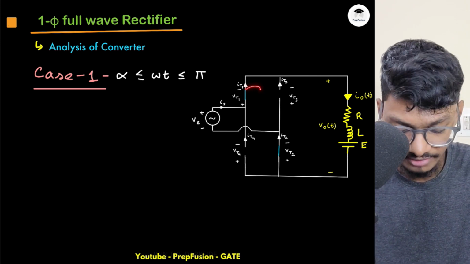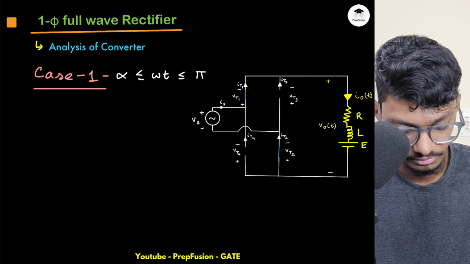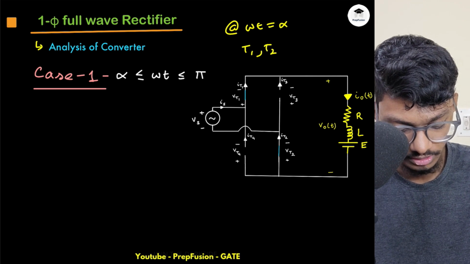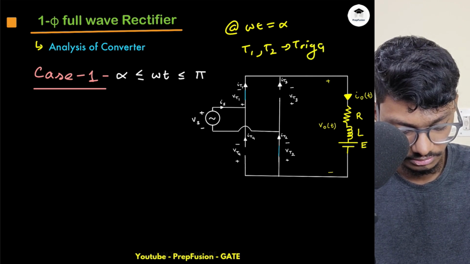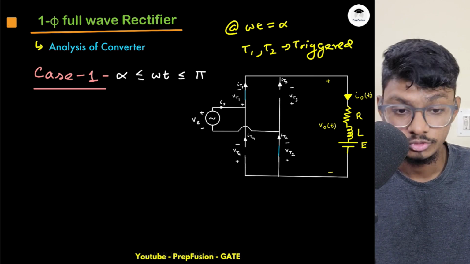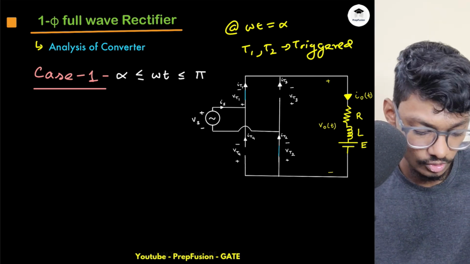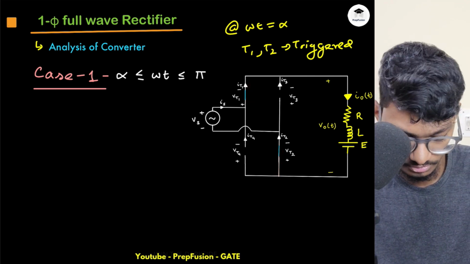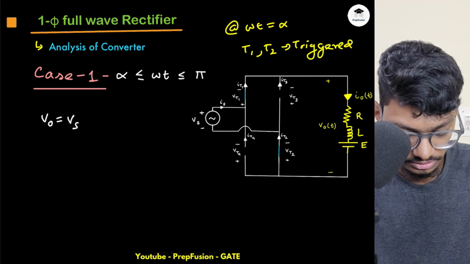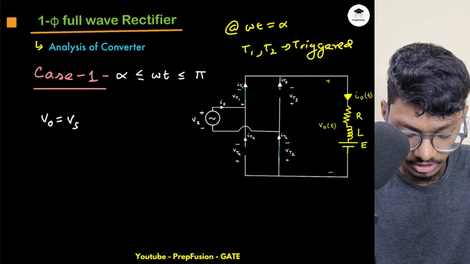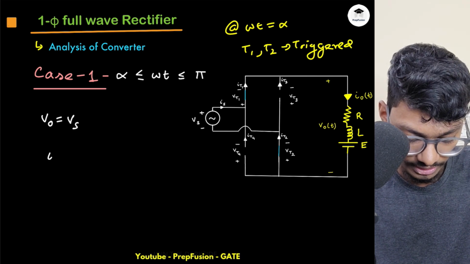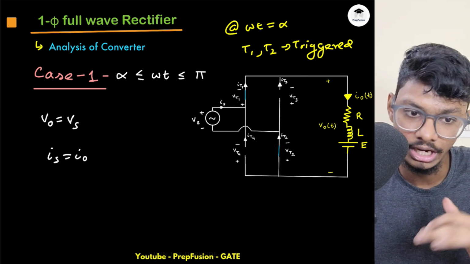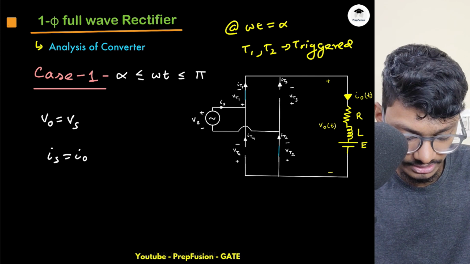So at omega t equals alpha, my T1 and T2 are triggered. So what is happening now? This is on. So what is my VO? VO is equal to plus VS, and I will assume IS is simply equal to IO, and I will assume that IO is either 0 or greater than 0, right? IO can be any value.